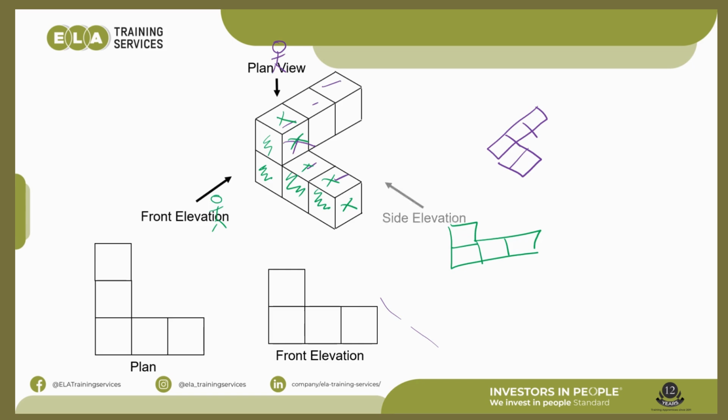Lastly, our side elevation is slightly trickier. So again, let's change pen colour. Now again, we're standing here. So this time we can see this square, this square, this square, and this square, but we can't see here or here. So our side elevation is going to be 1, 2, 3, 1, 2, 3, and a 1 on the bottom.